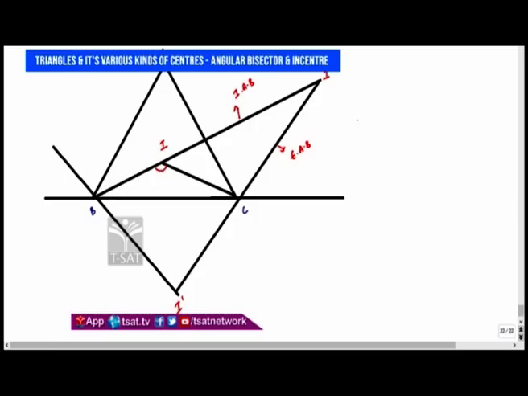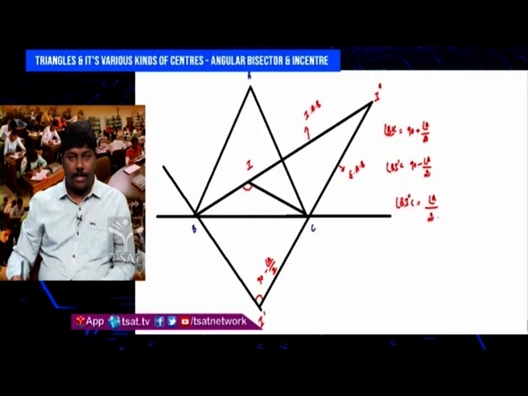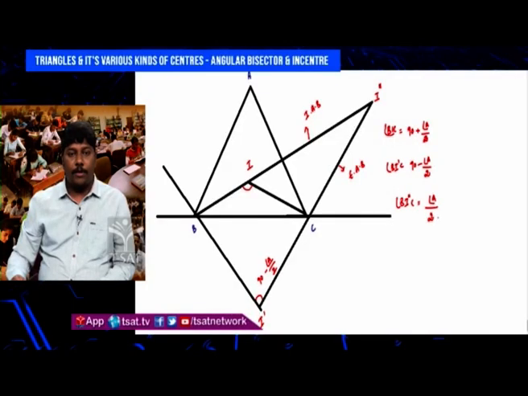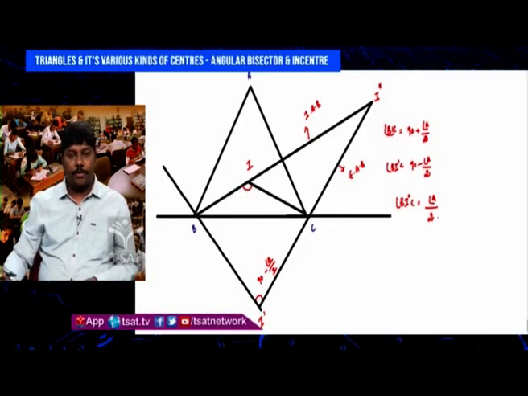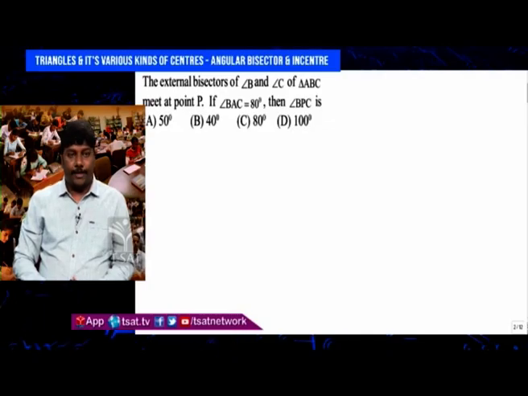We know angle BIC is 90 plus angle A by 2. Angle BI dash C is 90 minus angle A by 2. Angle BI double dash C is simply angle A by 2. So these three are very important when it comes to angular bisectors. Now we will look at some problems based on angular bisectors. Let us look at the first problem.